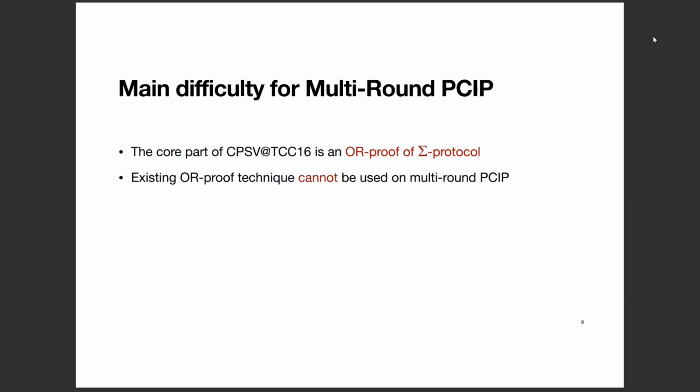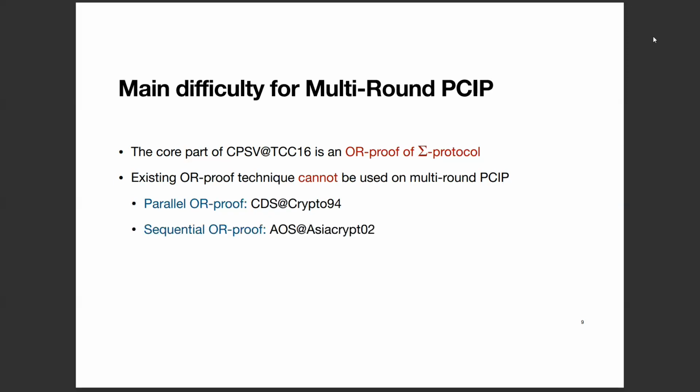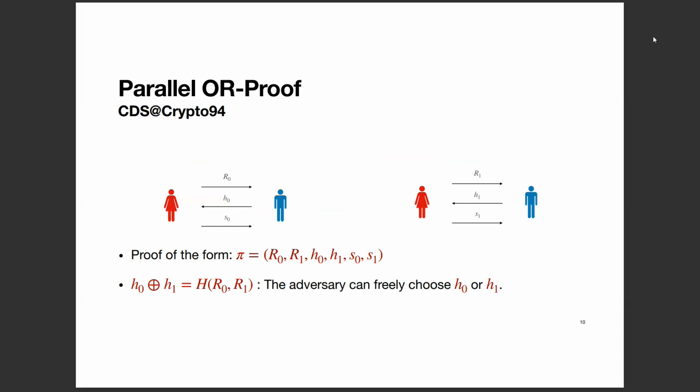The main difficulty for multi-round PCIP is that the core part of CPSV is an OR proof of Sigma protocols. However, the existing OR proof techniques cannot be used on multi-round PCIP. Basically, there are two existing OR proof techniques. The first is a parallel OR proof proposed by Cramer et al. in Crypto 94, and the second is a sequential OR proof originally proposed by Abe et al. in Asiacrypt 02. I will briefly explain why they cannot extend to multi-round proofs.